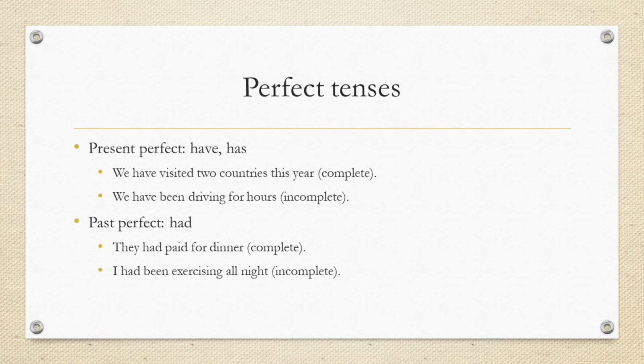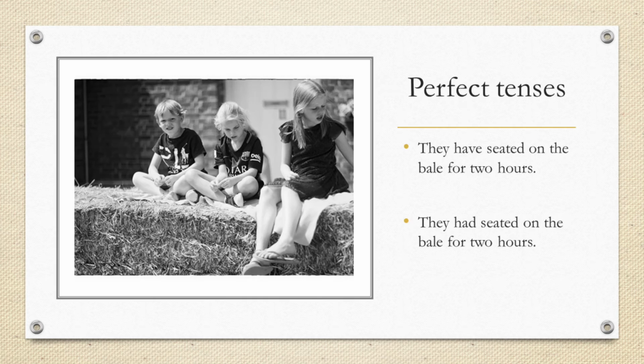Okay, and past perfect, we use had. And the 2 examples would be, they had paid for dinner. So this is a complete sentence. This is something that happened in the past and is already gone. It ended. And the second one is, I had been exercising all night. And maybe I can talk about yesterday or day before, and it means that I had been doing that for hours and it didn't end at that time.